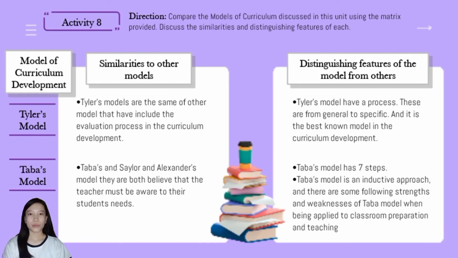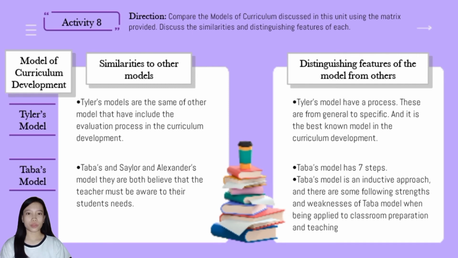Direction: compare the models of curriculum discussed in this unit using the matrix provided. Discuss the similarities and distinguishing features of each. Tyler's model: similarities to other models. Tyler's model is the same as the other models that have included the evaluation process in curriculum development.